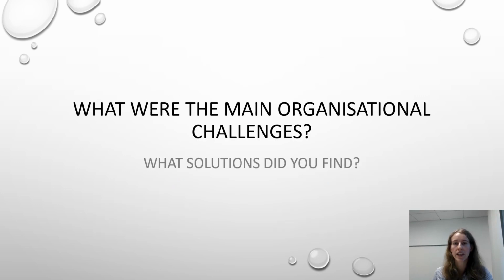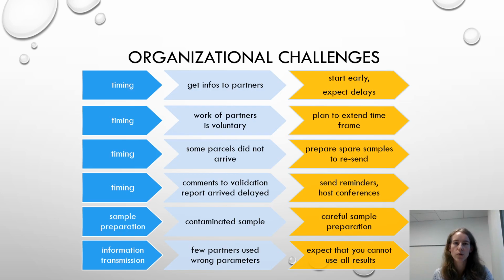Now we come to the main organizational challenges. When we brainstormed about the main organizational challenges, we found that issues related to timing were the main organizational challenges. How can I get the information and the materials in time to the participants, as well as how can I get the results and comments of the participants and experts in time to us? So what we did is we started early, we expected delays. We initially gave the participants 2 months for measurements and planned already from the beginning to extend this time.